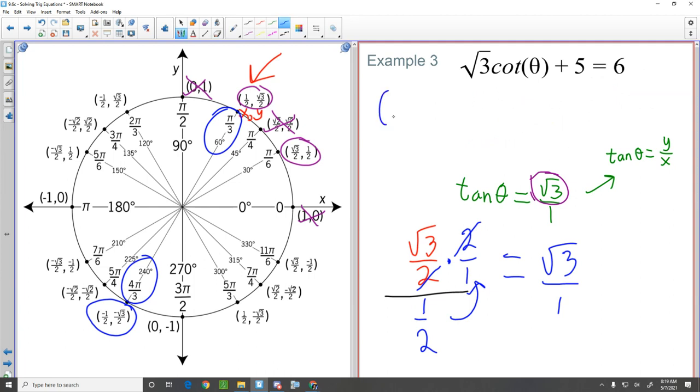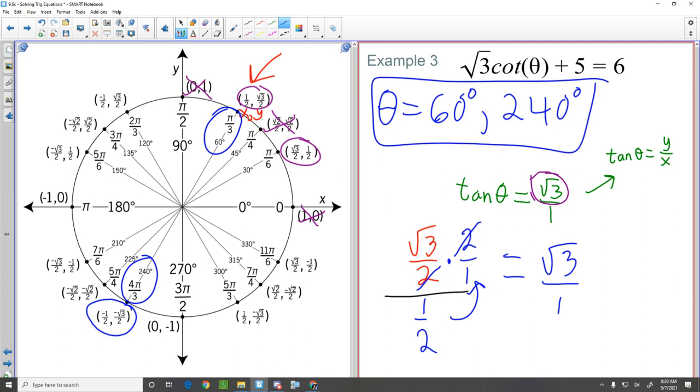So my solution, theta equals 60 degrees and 240 degrees. That's as complicated as it's going to really get in terms of identifying the angle on the unit circle. And by complicated, we're dividing two fractions, which if you really step back and think about it, that's something that you've done years ago.